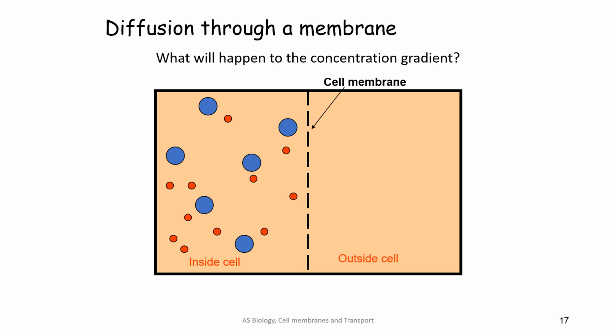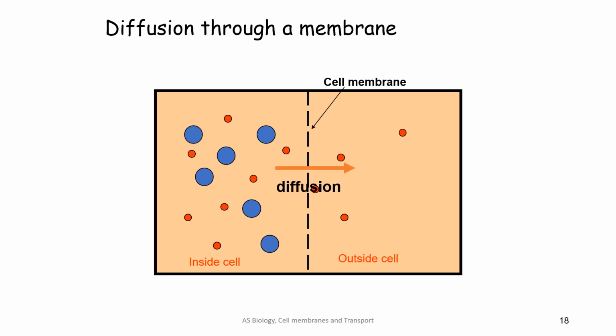And here we can see that on the inside of the cell, we have lots of small molecules and we have a few large molecules. So this animation will show you what will happen when diffusion occurs through this membrane. So what will happen? Those molecules, the small molecules that can move easily on their own, are going to move through that cell membrane from a high concentration to a low concentration. So from a high concentration inside to a low concentration outside.